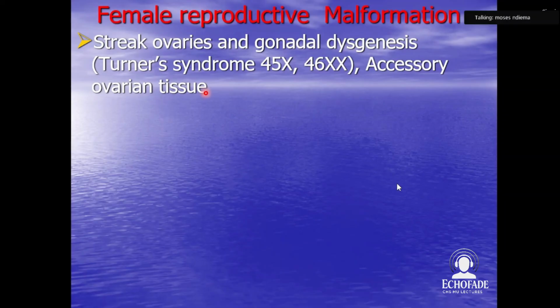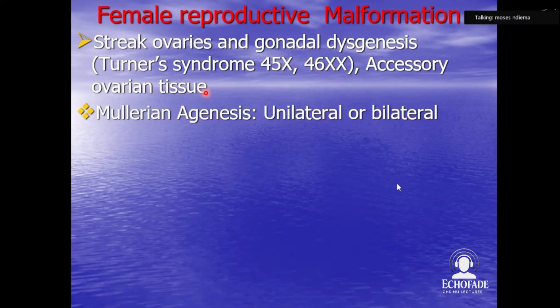Most of the other malformations are related to the Mullerian duct, what we are calling Mullerian dysgenesis. So we might have agenesis of the Mullerian duct. That is where the Mullerian duct does not develop. In this case, it can either be unilateral, that's on one side, or bilateral. Remember, the entire Mullerian duct develops to form the oviduct, the uterus, and the upper part of the vagina. So if it does not develop on one side, then you can have only one part of that developing.